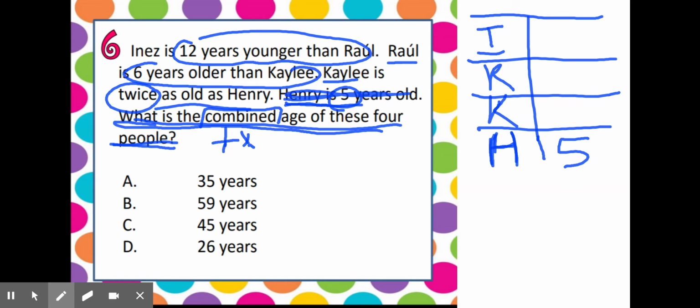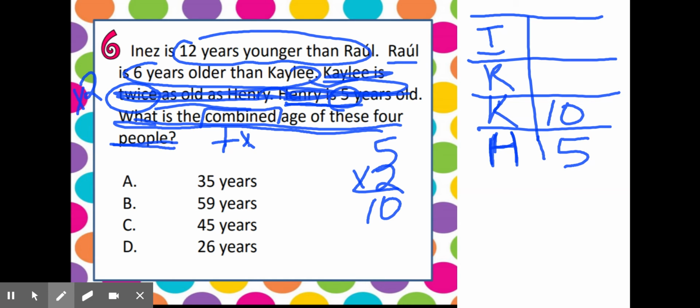So now if I go to the previous sentence, it says Kaylee is twice as old as Henry. Well, twice means times 2. So if Henry's 5, I'm going to do 5 times 2. Notice I did not try to multiply inside my chart, because that just makes it messy. Do your work to the side. So Kaylee is 10. So we're going to put our 10 here. I'm going to just cross it out as I back up.